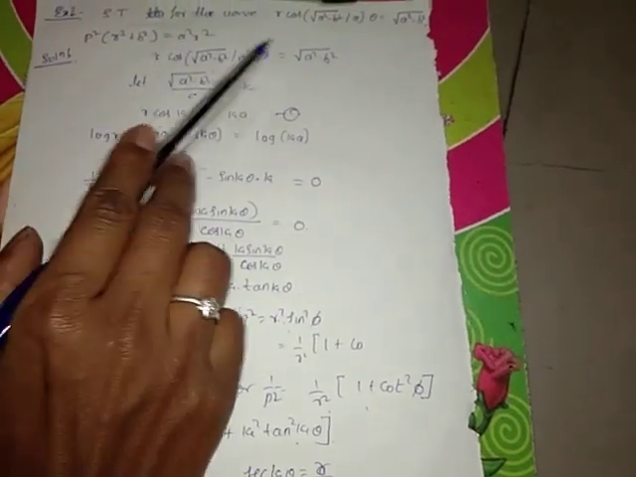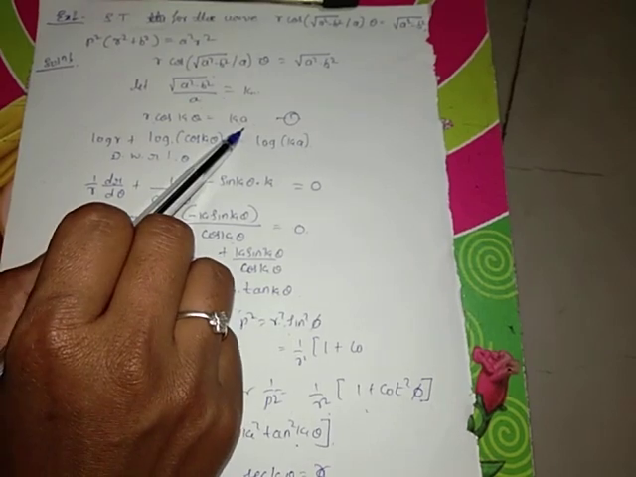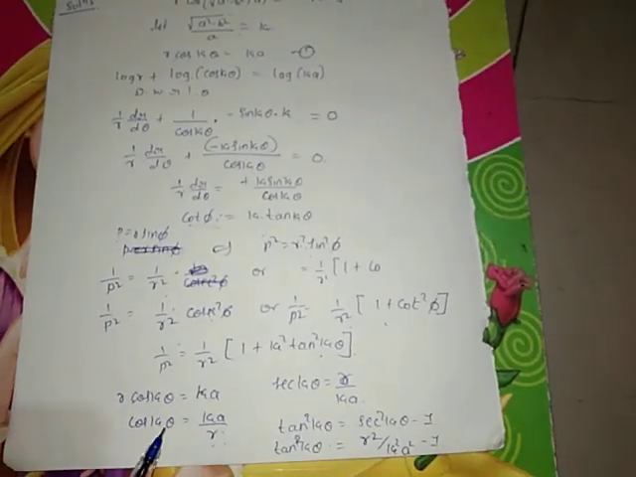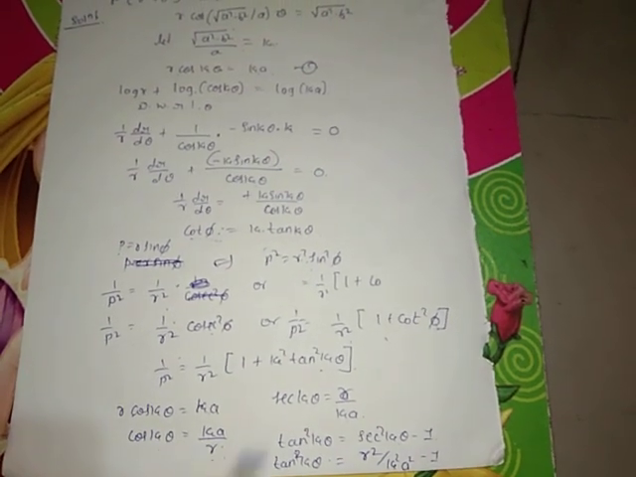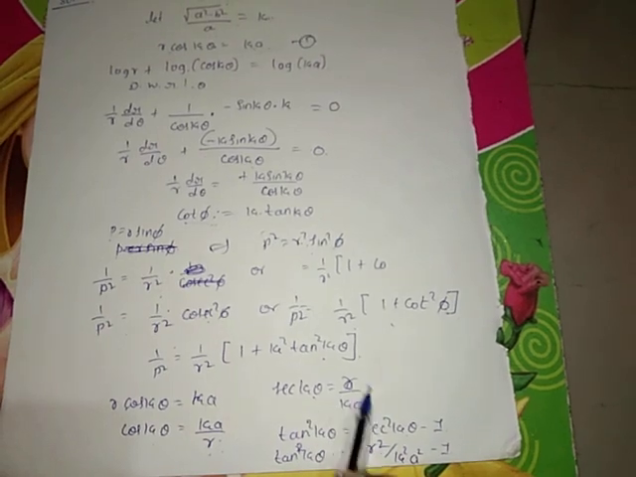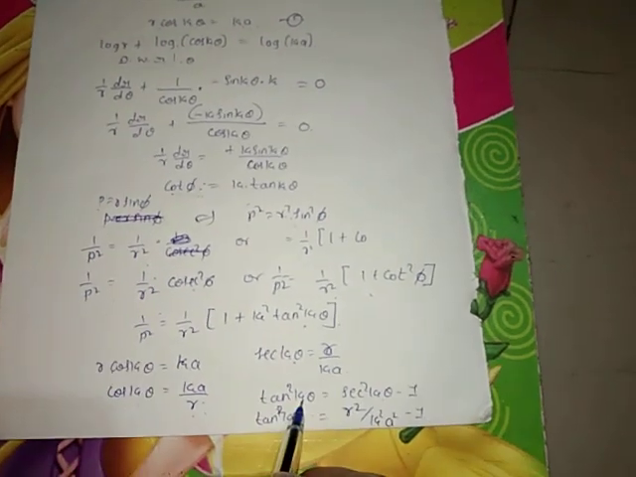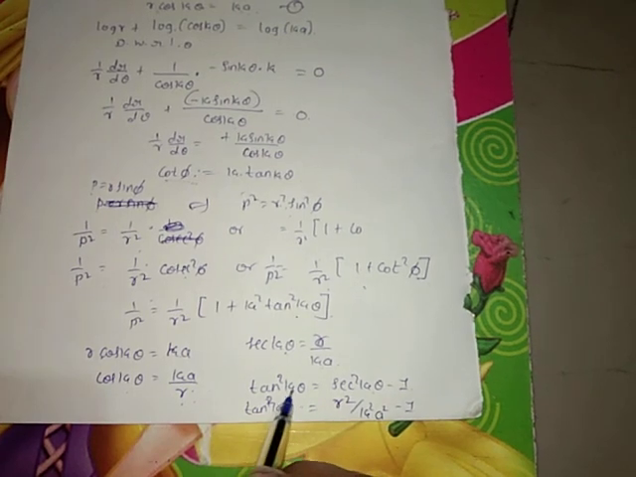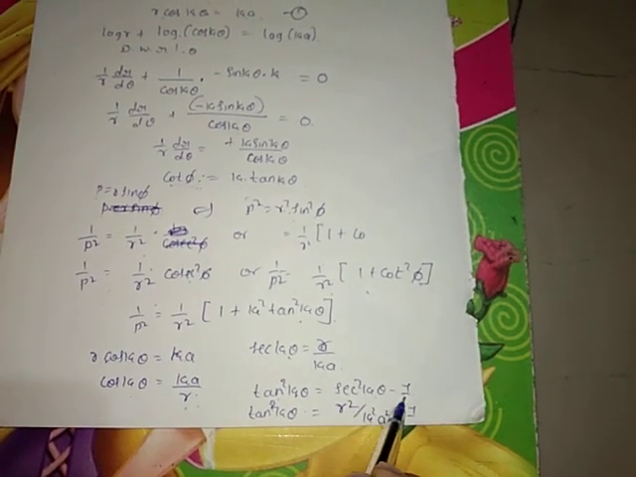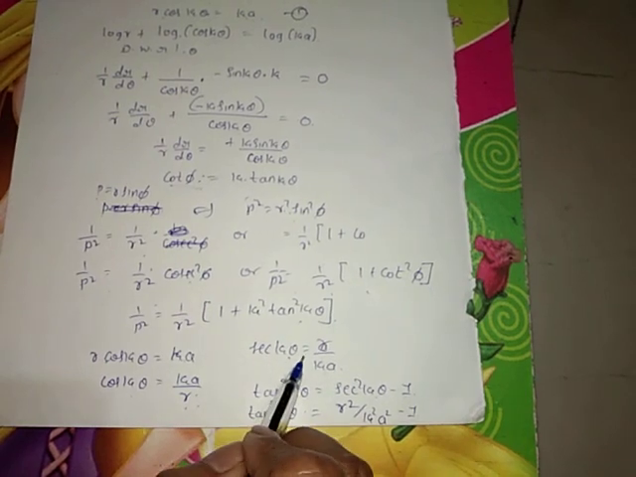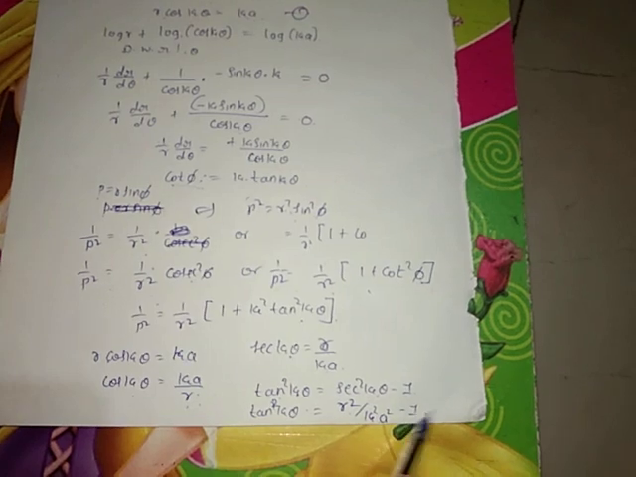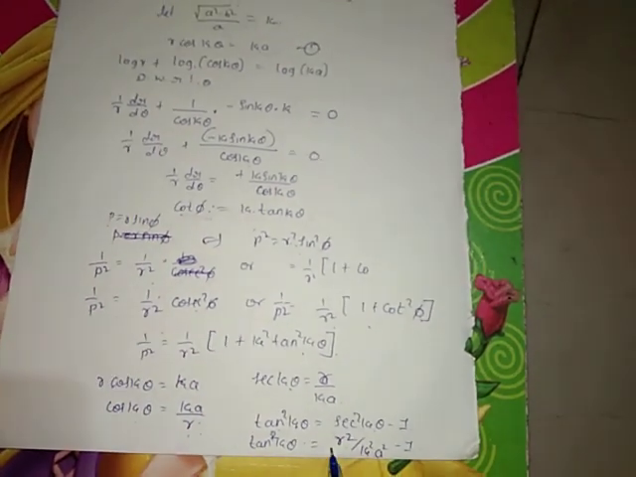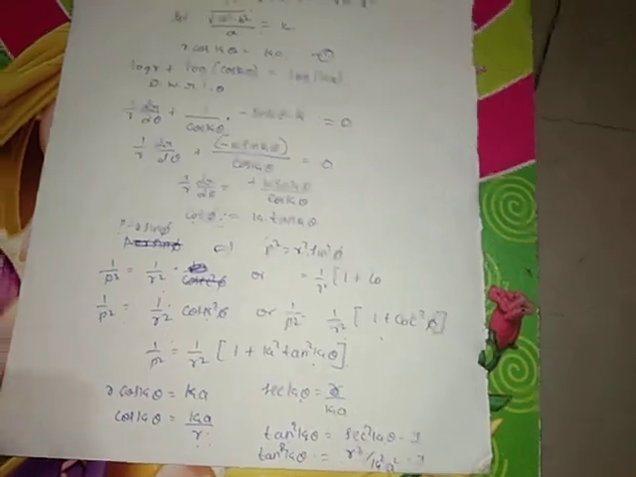From the given curve, we know that r cos kθ equals ka. Take that value here and extract cos kθ. By taking the reciprocal on both sides, we get sec kθ, that is r by ka. We know the formula of tan square and sec square, that is tan square kθ equals sec square kθ minus 1. Put sec kθ as r by ka in this, that becomes r square divided by k square a square minus 1. Now we have to substitute this tan square in the equation.